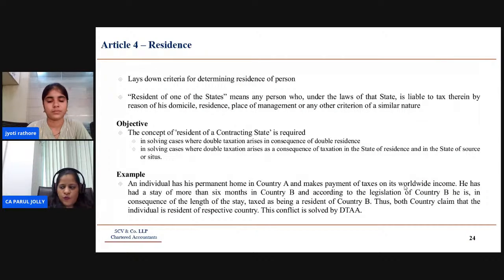So we'll move to Article 4, which is residence. Am I making sense? Any questions till now? Or should I continue?